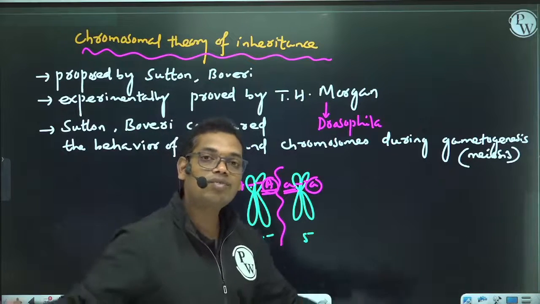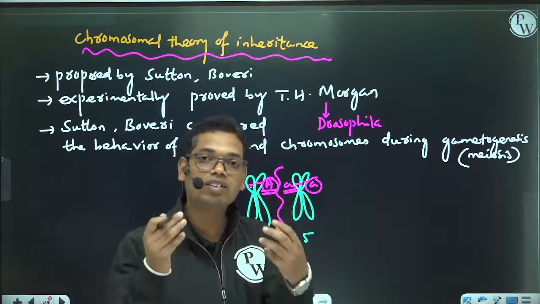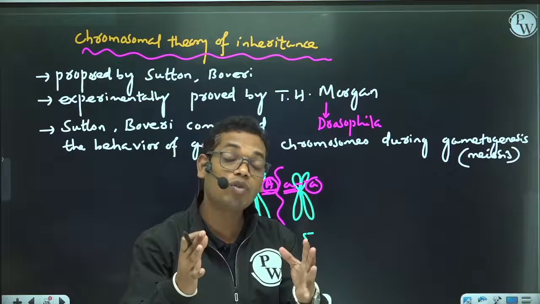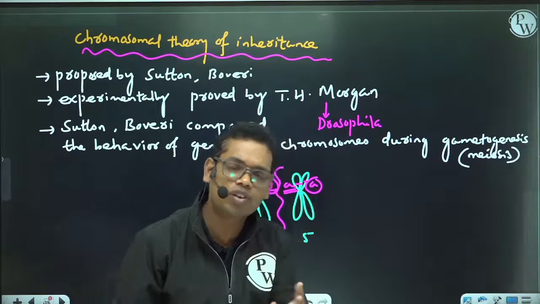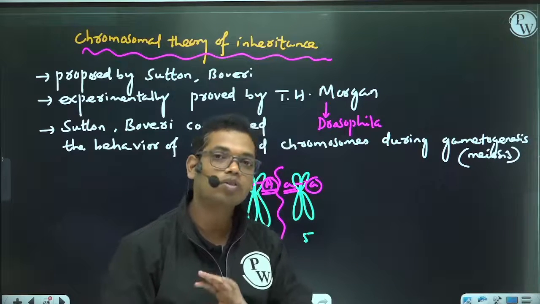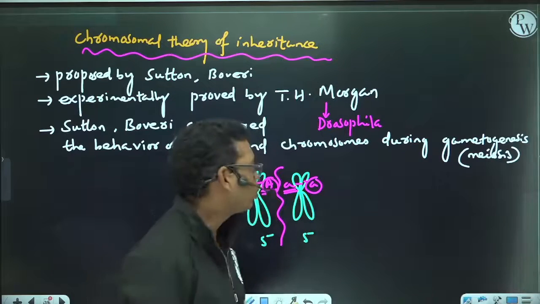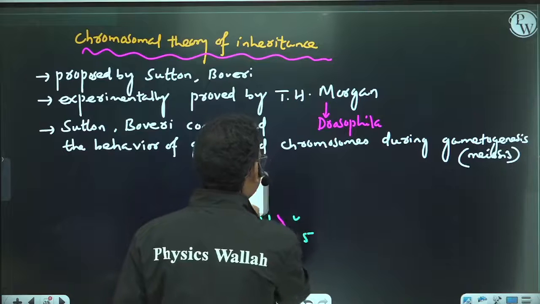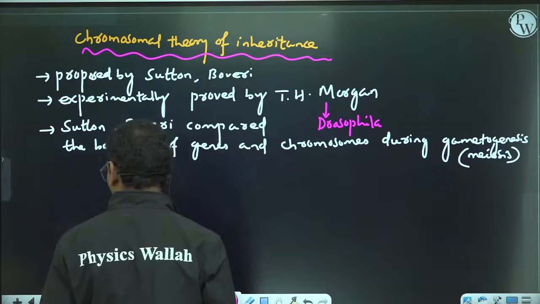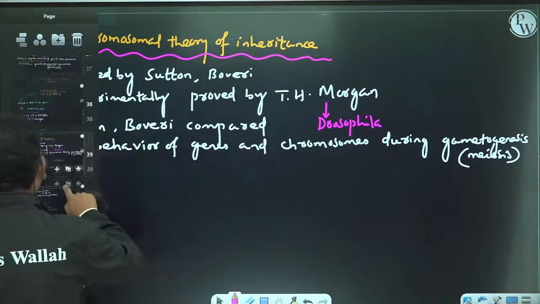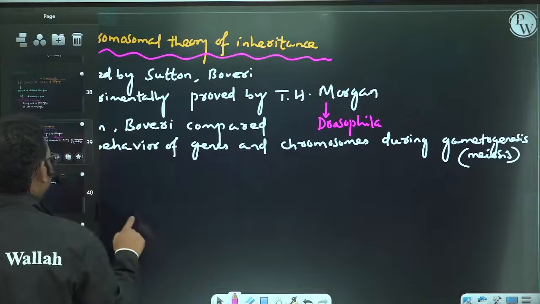And when fertilization takes place, the paired condition will be restored for both the chromosomes as well as the genes. So all these are the points of the chromosomal theory of inheritance. Now let us talk about sex determination.